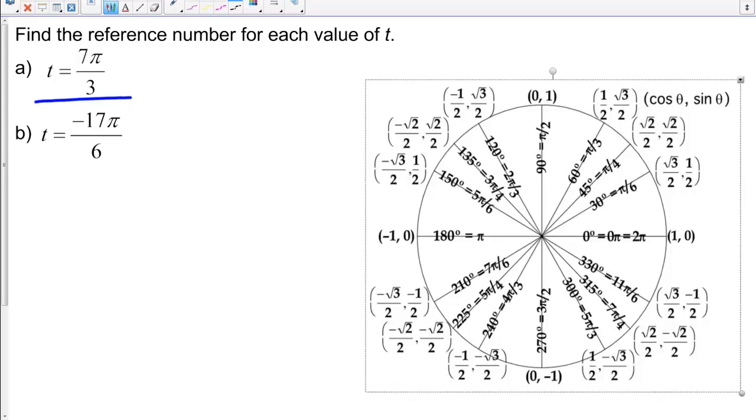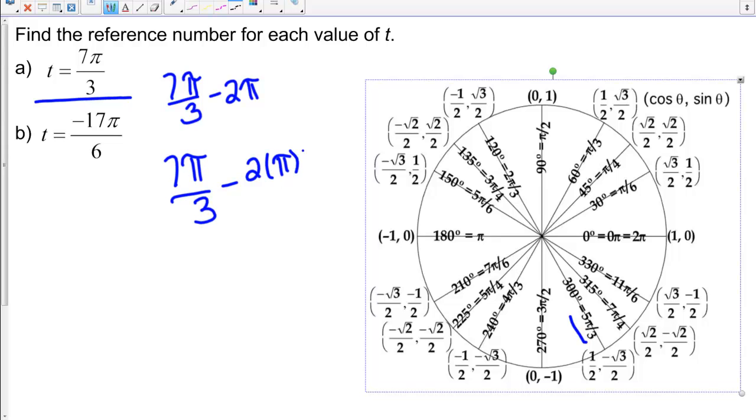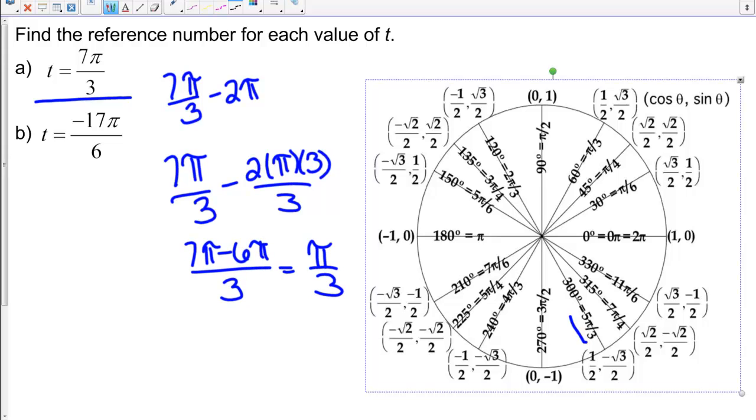So we have a unit circle here, and 7 pi over 3. Where's 7 pi over 3? Well, we have 5 pi over 3, but there's nothing for 7 pi over 3 over here. So that means that maybe it's bigger than 2 pi. So we have 7 pi over 3 minus 2 pi. Need a common denominator: 7 pi over 3 minus 2 times pi times 3 over 3. So 7 pi minus 6 pi over 3 gives me pi over 3. So this one we've gone around once, and we're back to pi over 3.